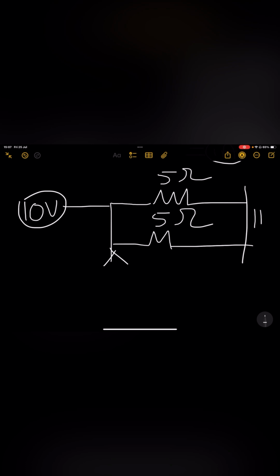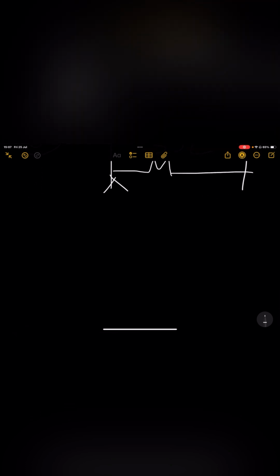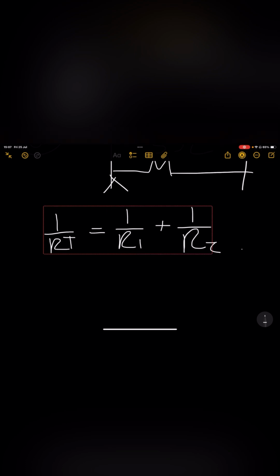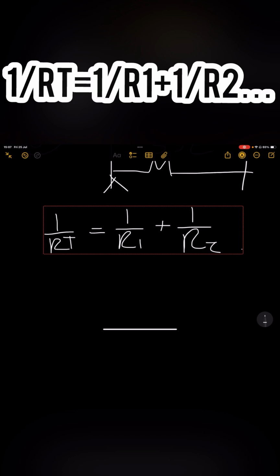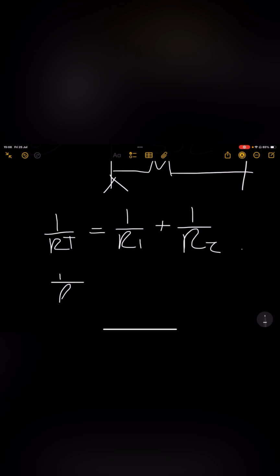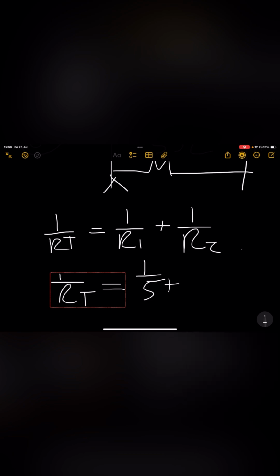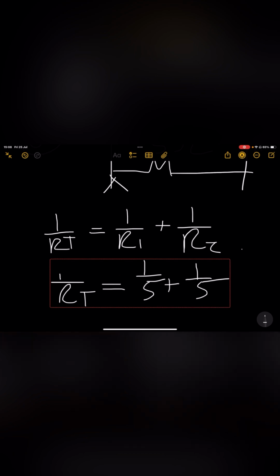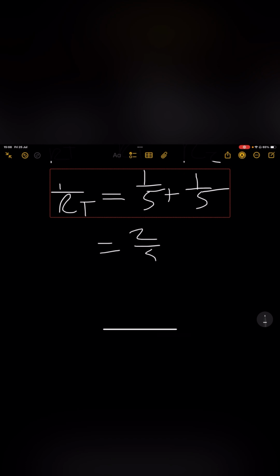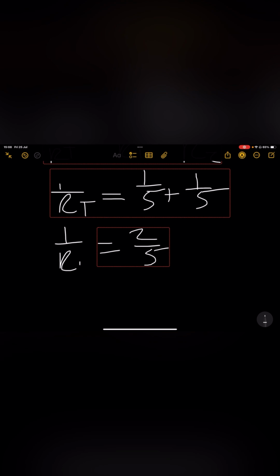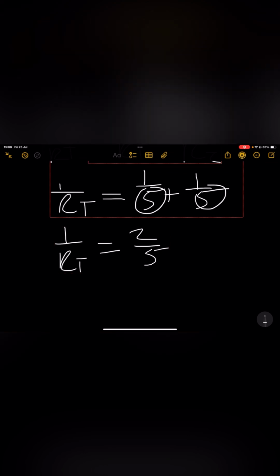So, mathematically, what you're going to do is say 1 over RT is equal to 1 over R1 plus 1 over R2. You have two resistances, and this is the parallel resistance formula. Now let's look at it. 1 over RT, so to get RT you flip it, but then of course you have to flip the other side. So let's calculate it. 1 over 5 plus 1 over 5 is equal to 2 over 5. So 1 over RT is equal to 2 over 5, because obviously the denominators are exactly the same.